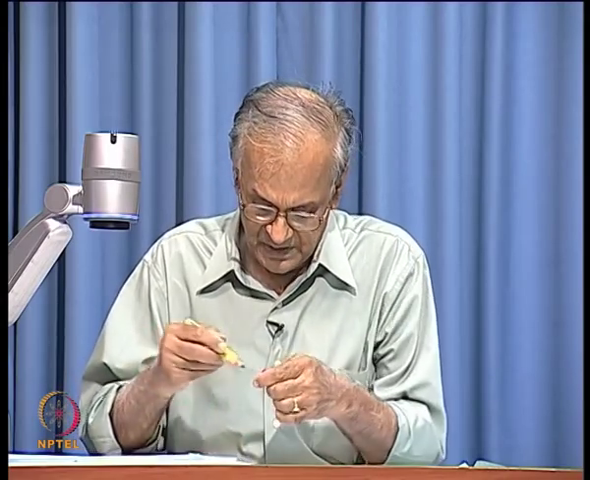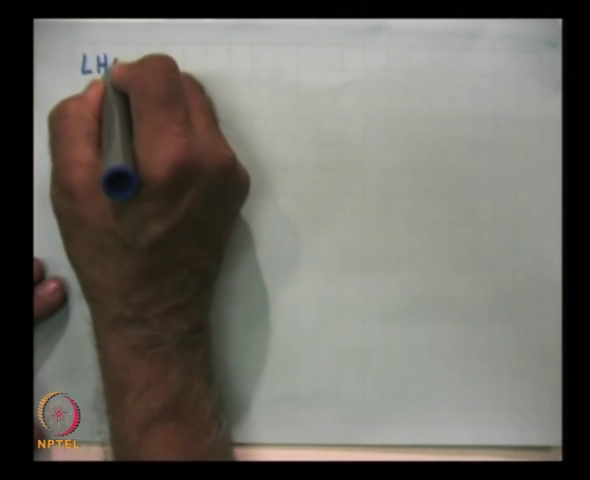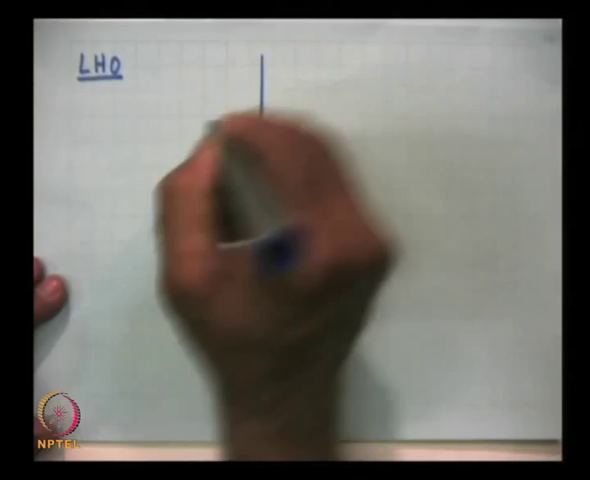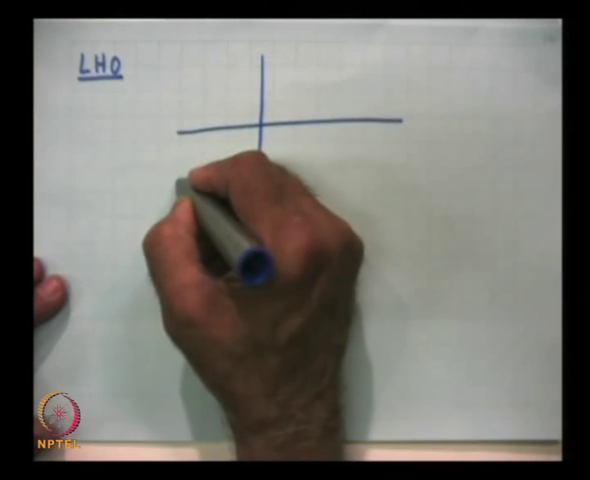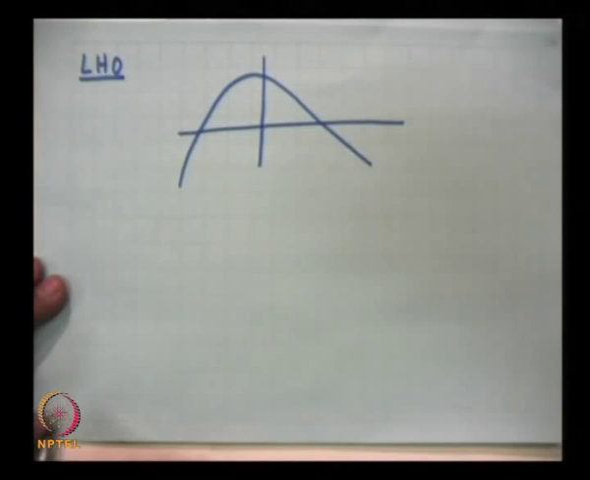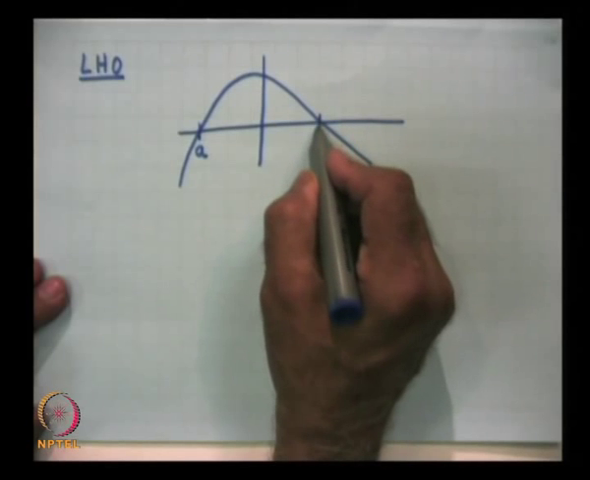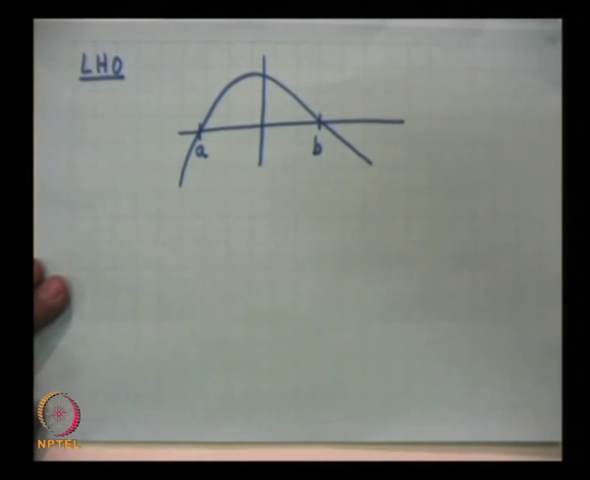Let me consider the linear harmonic oscillator problem, which we have been doing a large number of times. So, you have a linear harmonic oscillator type k square of x variation, which is something like this, as I had discussed. It has two turning points, at x equal to a and at x equal to b. Now I want to find out the eigenvalues of the problem. Eigenvalues correspond to the bound states.